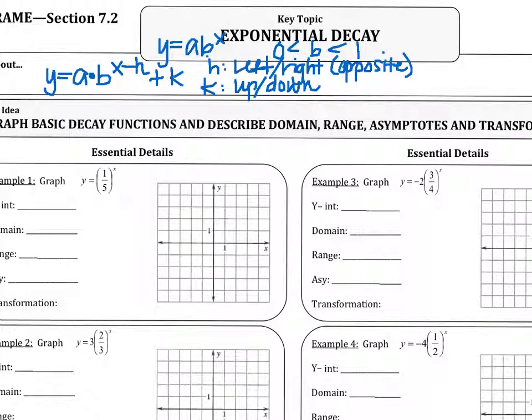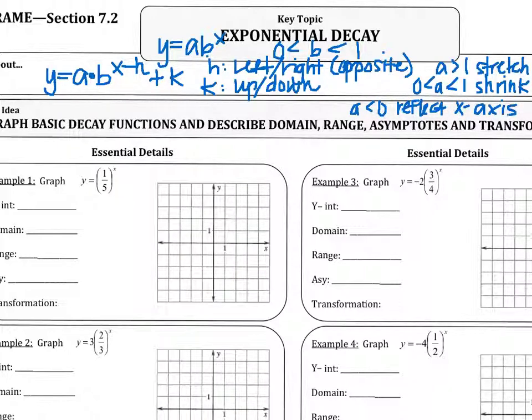The k value tells you if you move up or down. And then the a value does multiple things for us, so let's talk about a couple. If a is greater than 1, it's a stretch. If a is between 0 and 1, we said yesterday this is a shrink, which means it shrinks it closer to the x-axis. The last thing is if a is negative, it's going to reflect over the x-axis. And you do need that phrase as you describe the transformation.